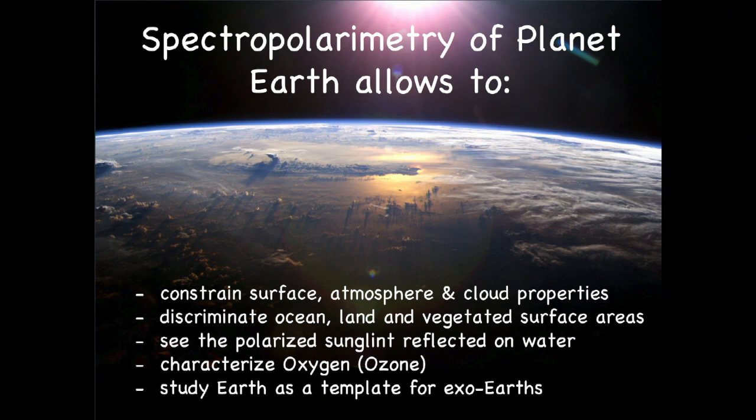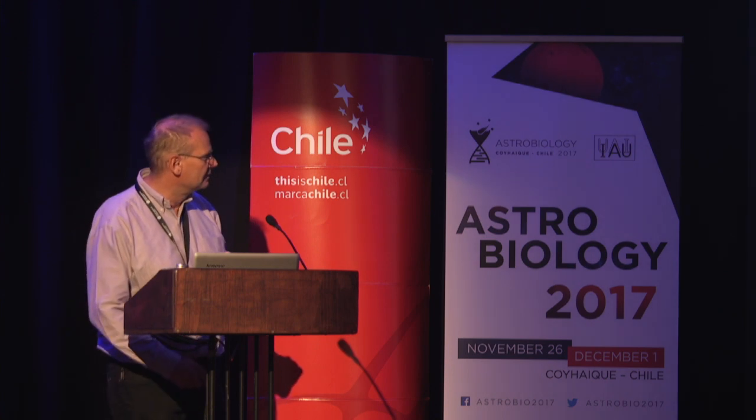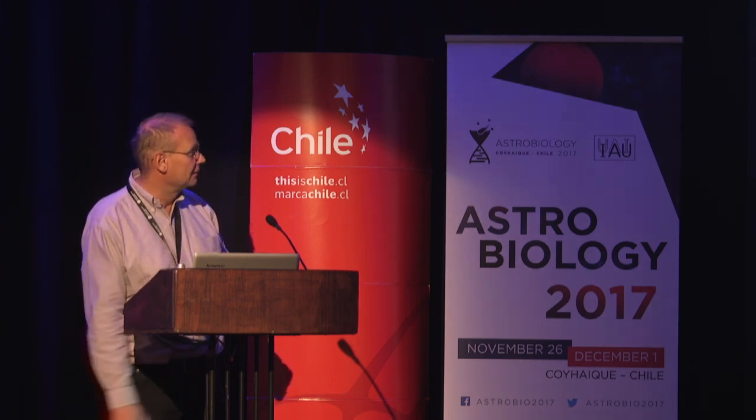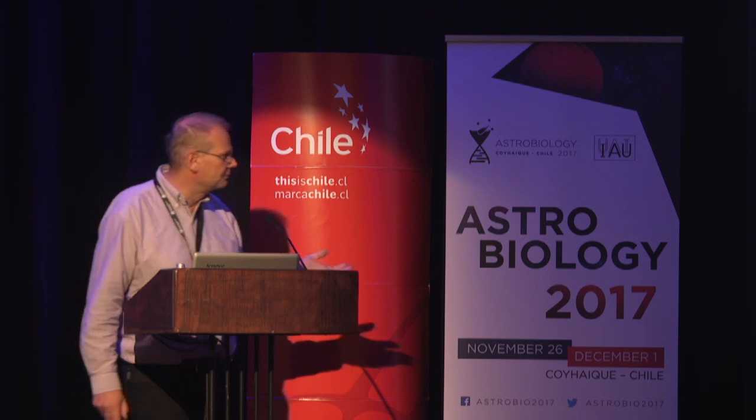Well, it constrains the surface properties, the atmosphere and the cloud properties. So this is a set of properties of planet Earth. We can discriminate ocean, land and vegetated surfaces when we observe planet Earth like this. We see the Sun glint, the polarized Sun glint reflected on water. We can very well characterize oxygen and possibly ozone. And yes, of course, we study Earth as a template for exo-Earths.